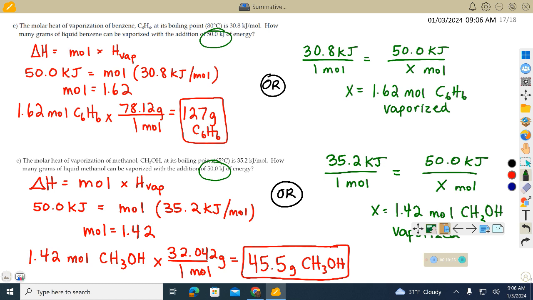Or in green, you could set this up like little ratios. The heat of vaporization is the amount of energy needed to vaporize 1 mole. If I have 50 kilojoules, how many moles could I vaporize? Same calculation, just maybe a little different setup. Once you've got moles, then I can change that to grams by using the molar mass of benzene or methanol.